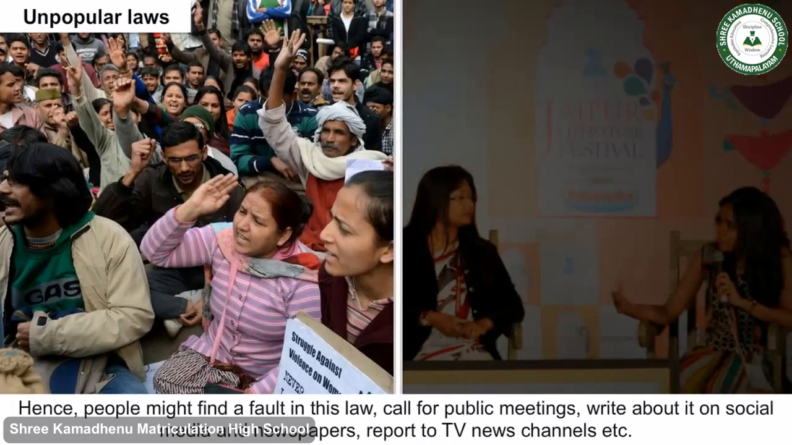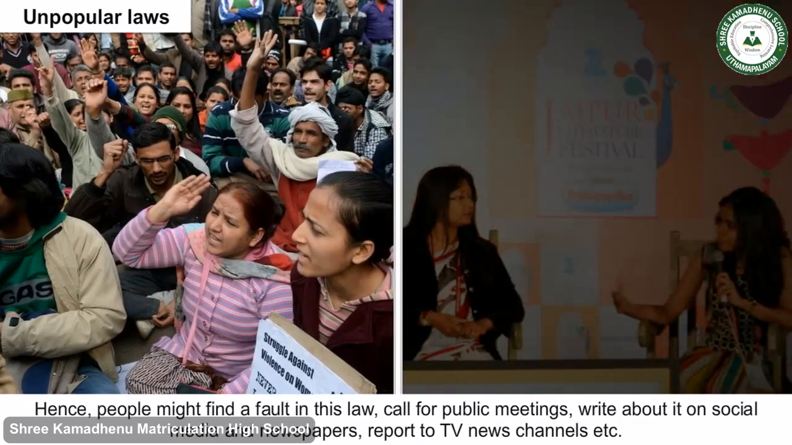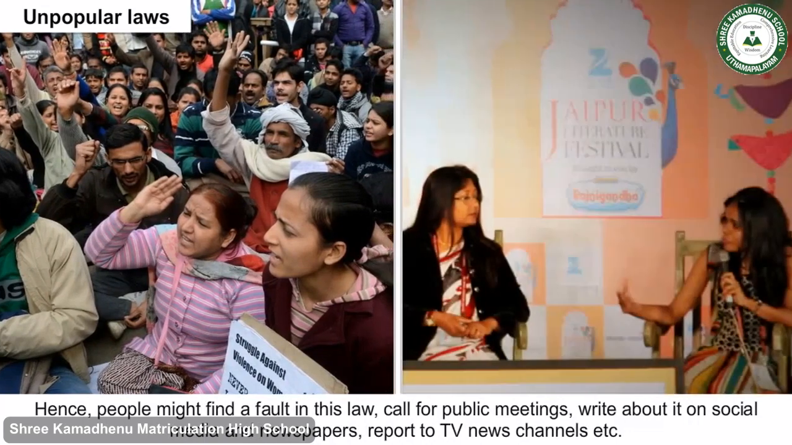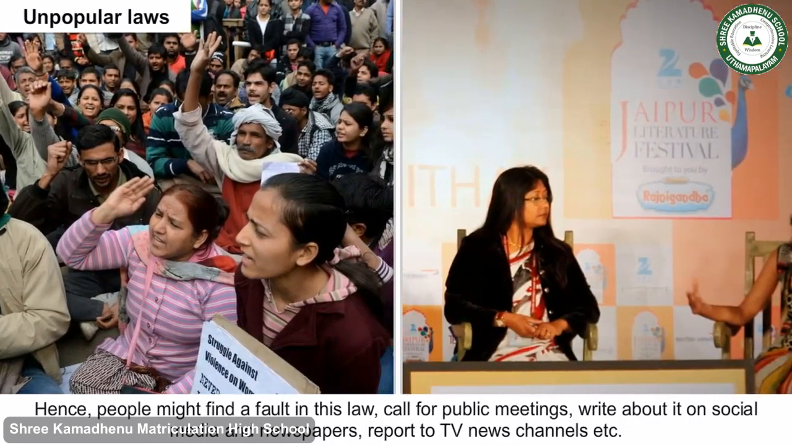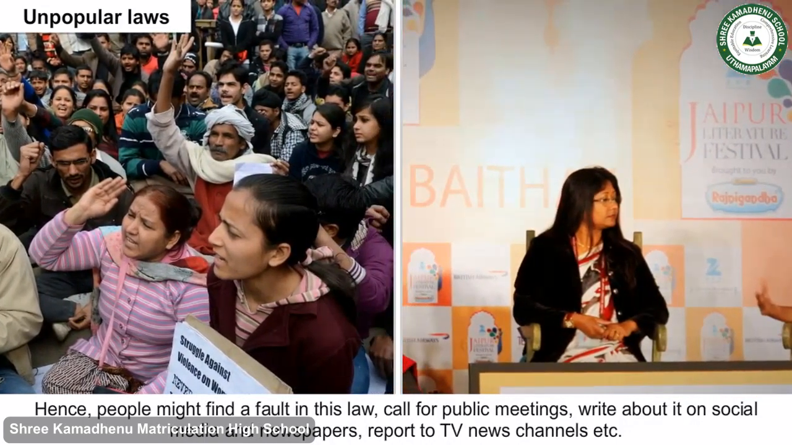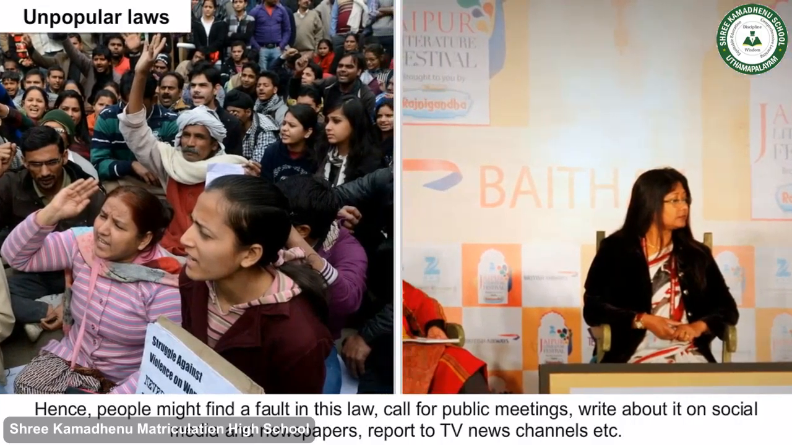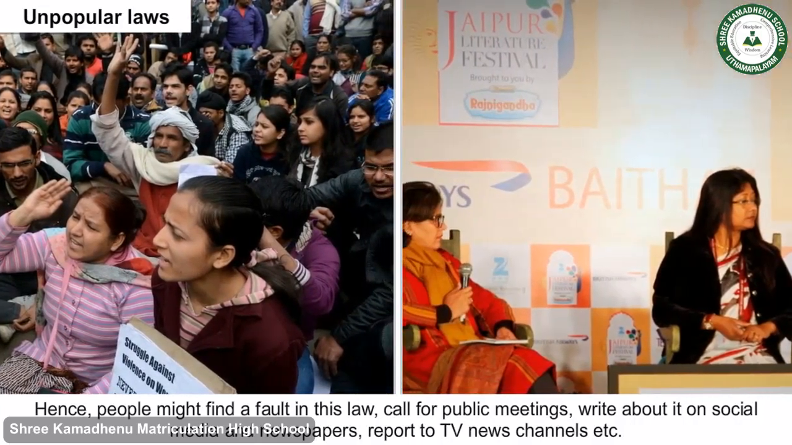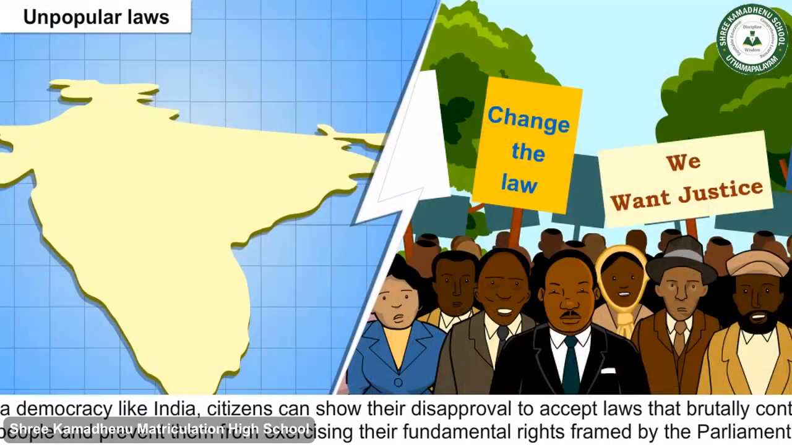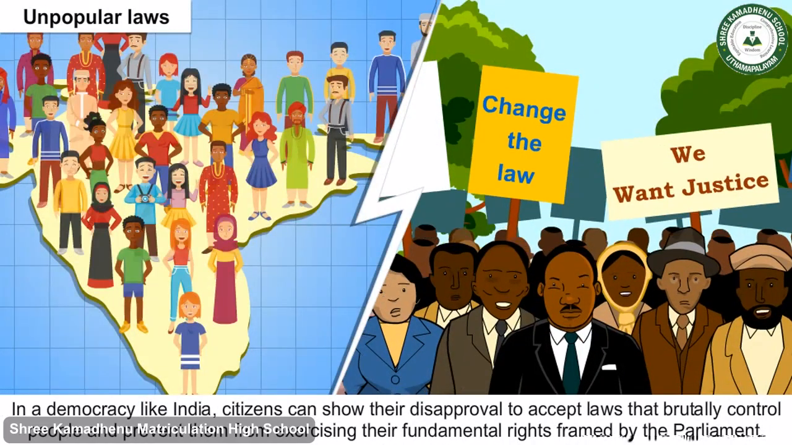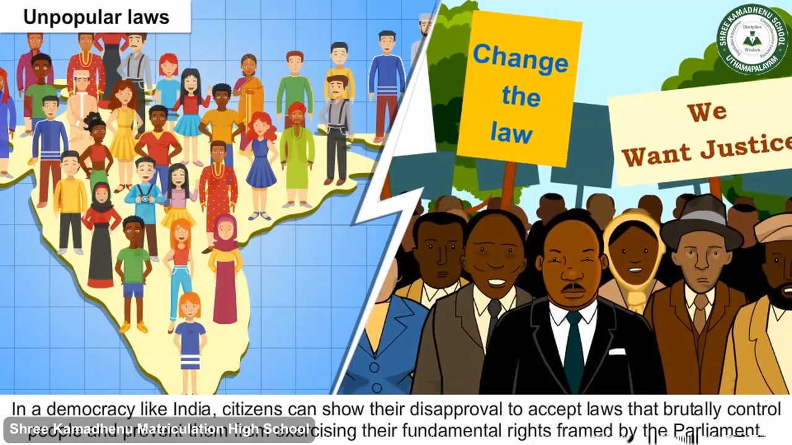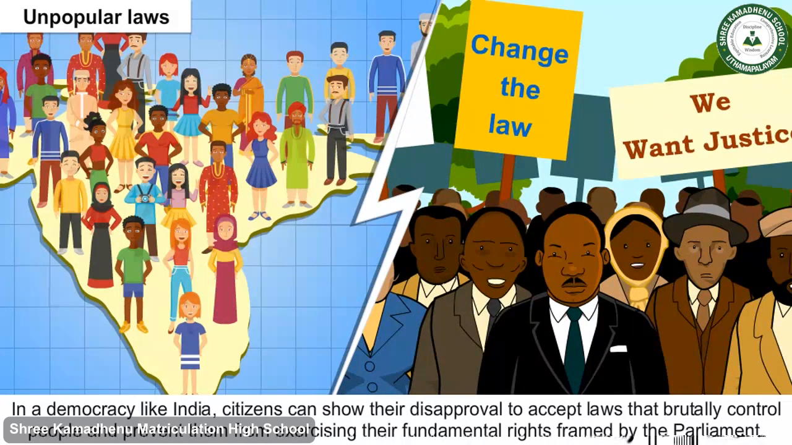Hence, people might find fault in this law. They call for public meetings, write about it on social media and newspapers, report to TV news channels, etc. In a democracy like India, citizens can show their disapproval of laws that brutally control people and prevent them from exercising their fundamental rights.